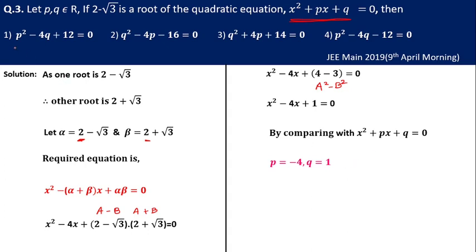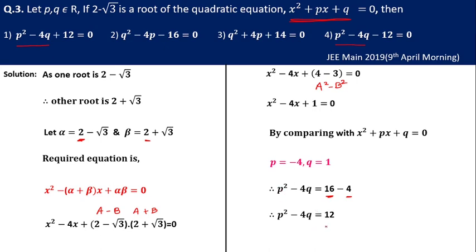Now what is the question? They are asking us for the correct option from these. Now if you look at option 1 and option 4, I have p square minus 4q. While in the second option there is q square minus 4p, and in the third option there is q square plus 4p. Now what I am saying is, first we work out p square minus 4q. So p square is minus 4 whole square, that is 16, and minus 4q is minus 4. Now what I got for p square minus 4q is 12. P square minus 4q is 12.